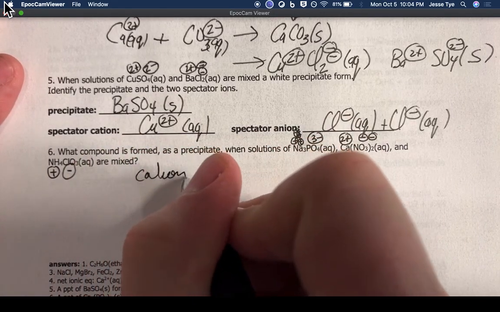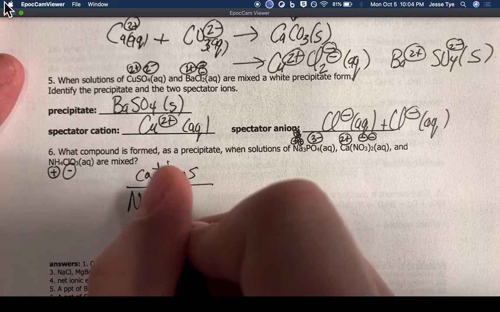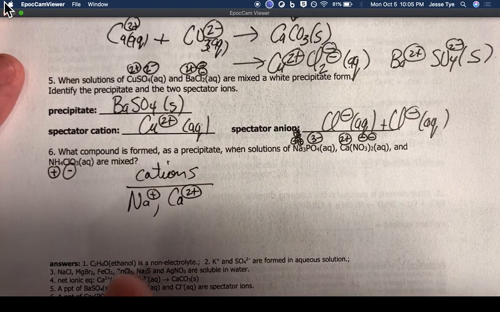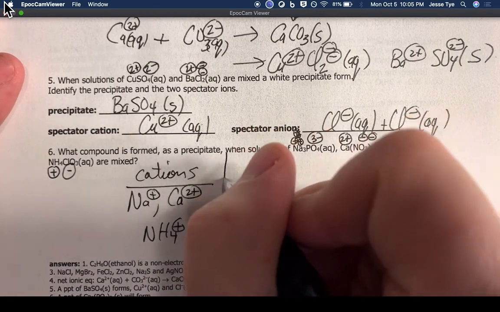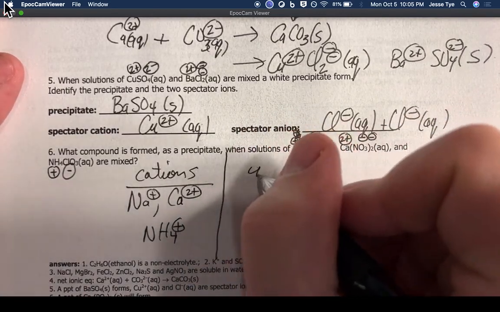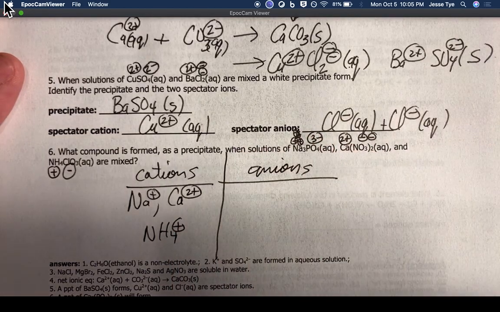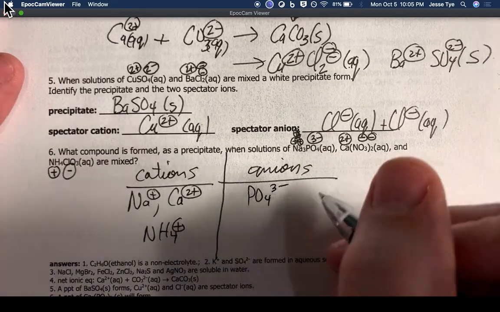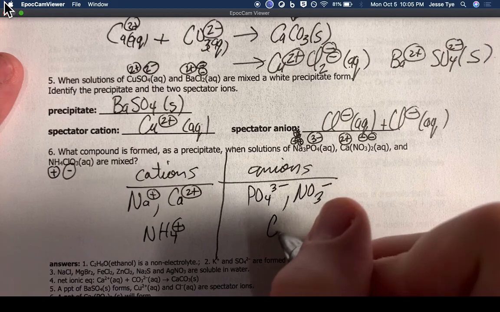So for cations, you have sodium, you have calcium, and you have ammonium. And then for anions, you have phosphate, you have nitrate, and you have chlorate.